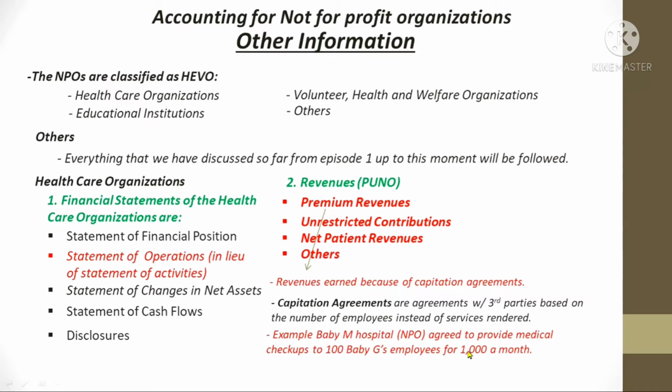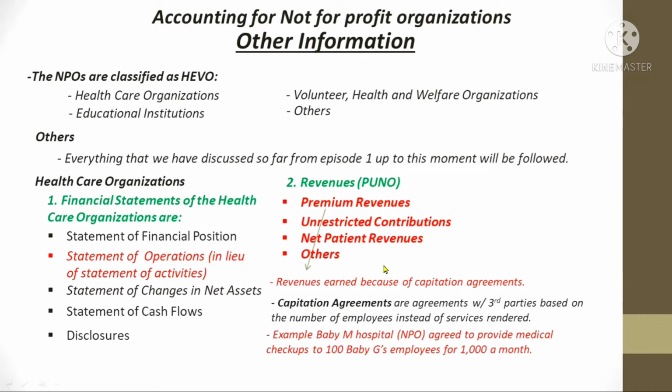That will still be 100,000 even if fewer than 100 employees had undergone a medical checkup for the month. For example, there are only 50 employees of Baby G who avail of the checkup. Even if that's the case, the revenue of Baby M Hospital will still be 100,000. Okay? So that's it for premium revenues.